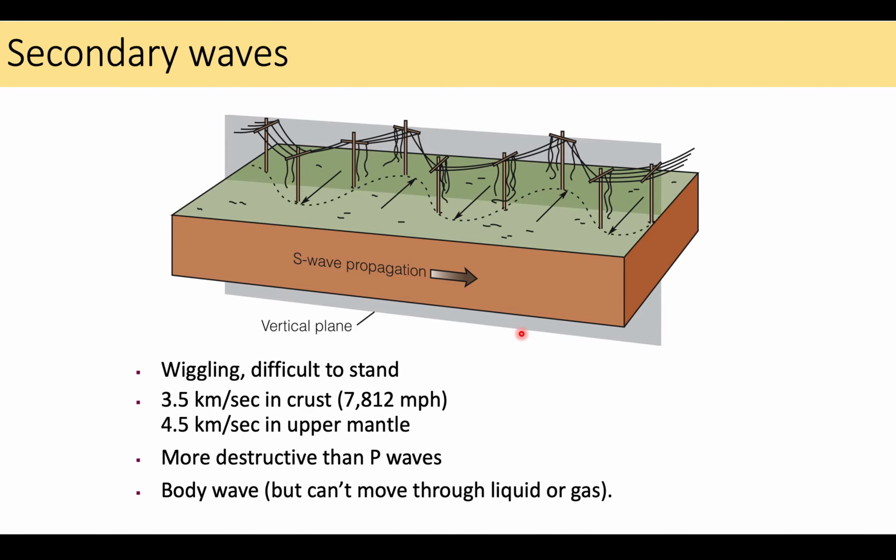They are not as fast as the primary waves, but they are more destructive. The way that these waves move and deform through rock, these are the waves that cause a lot of the destruction. So these are body waves. They move through the center of the earth, but they cannot move through liquid or gas. Primary waves can move through liquid and gas, for example, through the ocean. The primary waves can still move through the ocean. The secondary waves cannot. They can only move through solid earth.